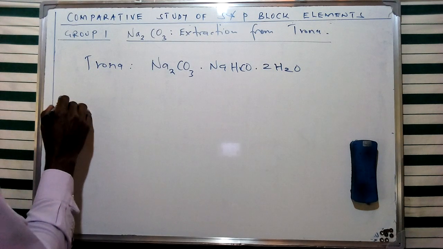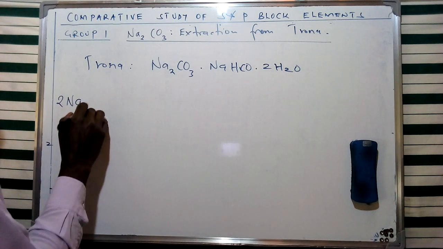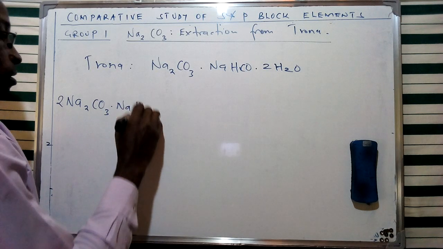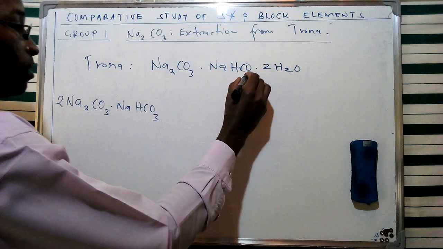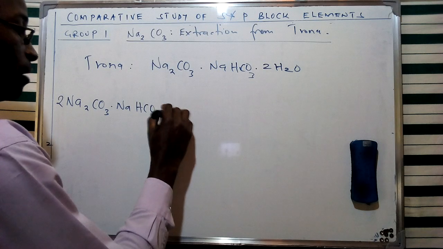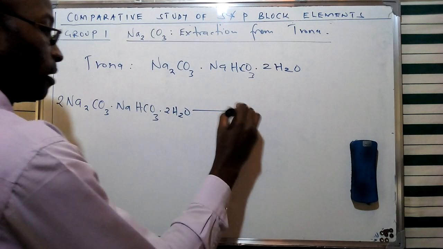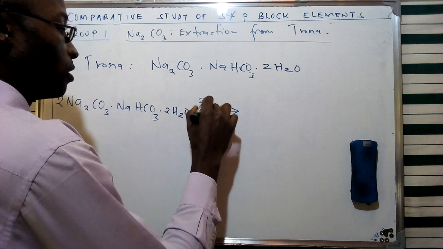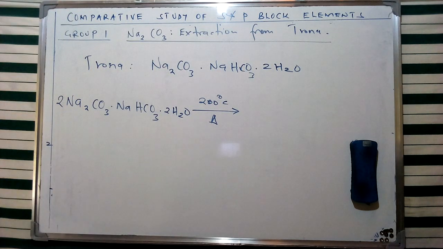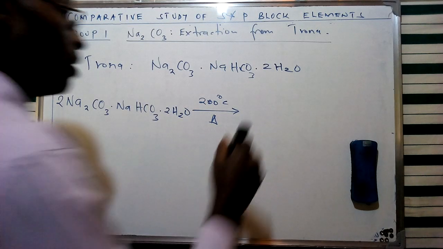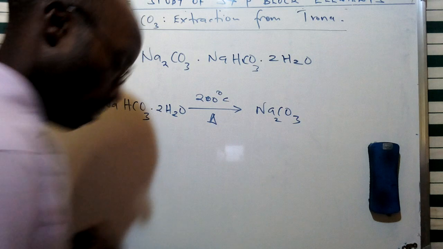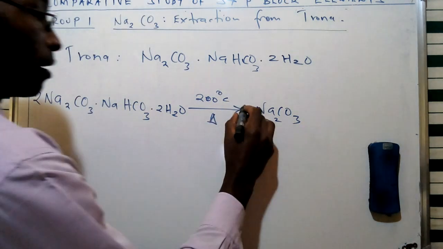So we're going to have a general equation whereby Trona undergoes decomposition. This is going to be sodium carbonate, hydrogen carbonate specifically, hydrated as shown. This is going to undergo decomposition at 200 degrees Celsius, and this is going to lead to the formation of sodium carbonate given as that. So these are going to be three.